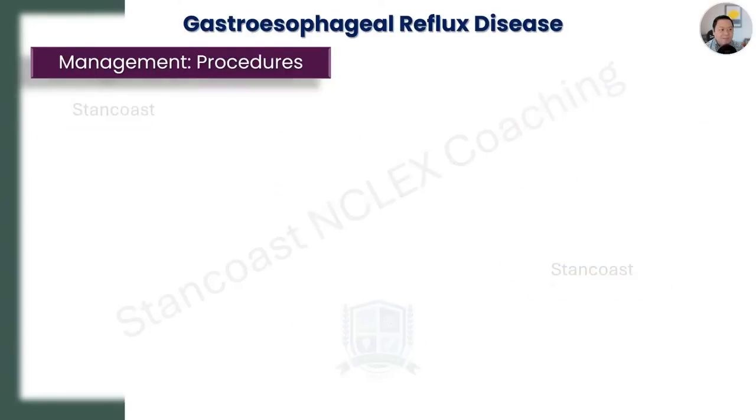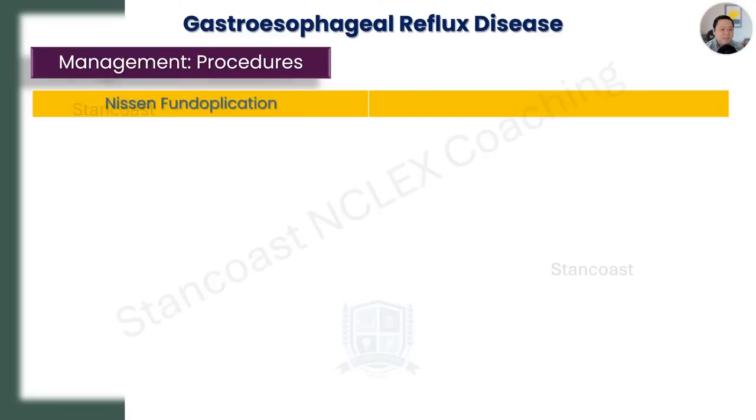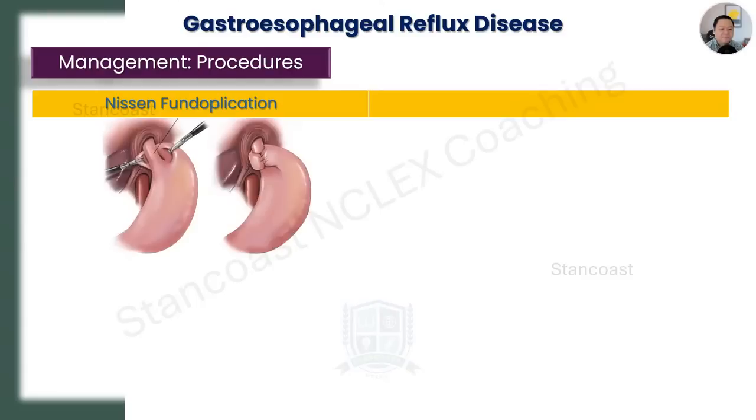Now, we have the management here, such as procedures in treating gastroesophageal reflux disease, and part of that will be the Nissen fundoplication. Okay, so what is this type of treatment? Well, this is actually going to be done laparoscopically, and so this is going to involve the wrapping of the upper part of the stomach, the fundus, around the lower esophagus, to create a tighter lower esophageal sphincter.